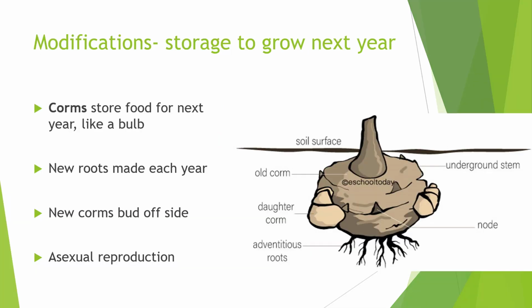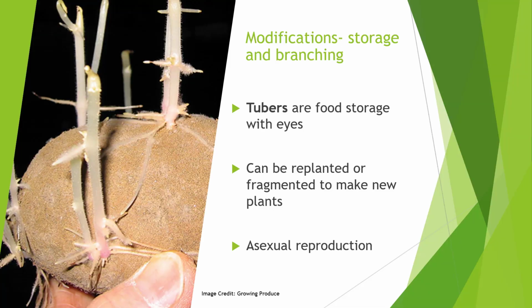Another storage thing is for the next year, you have storage of starches and such in a corm. So a corm is kind of like a bulb. And again, you see it's going to make these adventitious roots. So you can pick these out of the soil, move them around, and replant them, which is great for a horticulturalist. They also make these daughter corms coming off of the side, which will likewise make new adventitious roots when they're put in the soil the next year. Again, a form of asexual reproduction that allows you to make copies of the same plant.